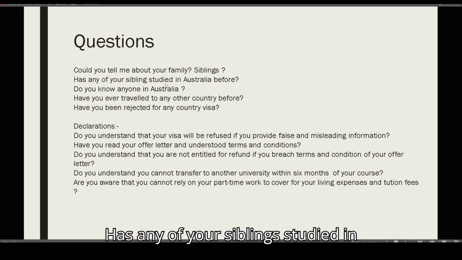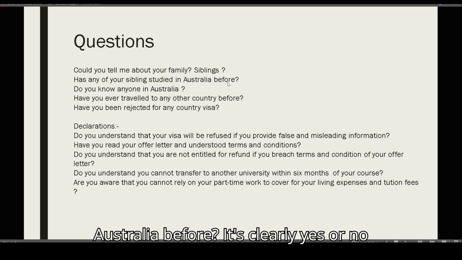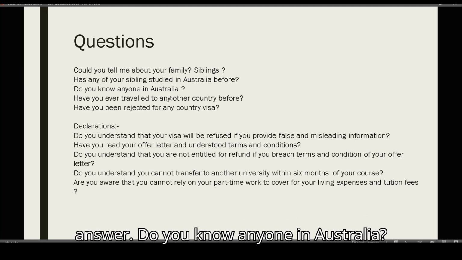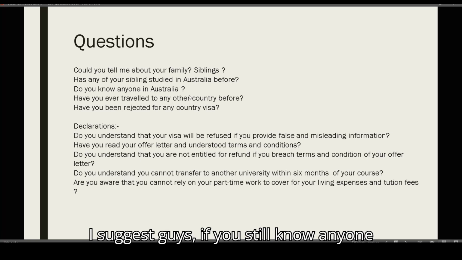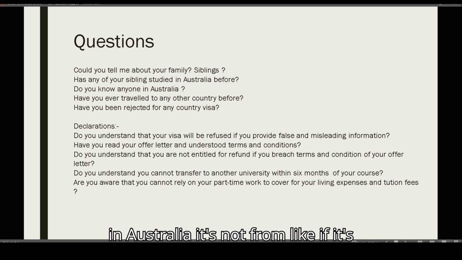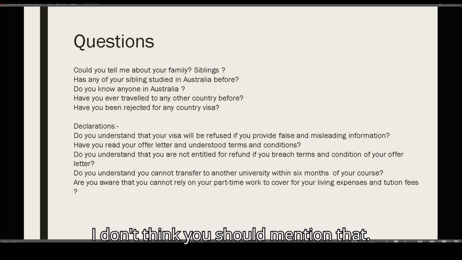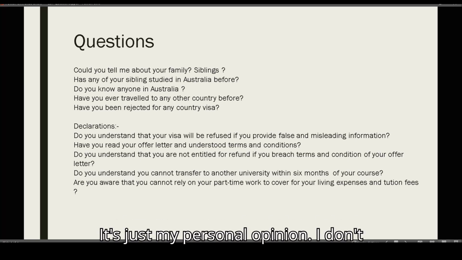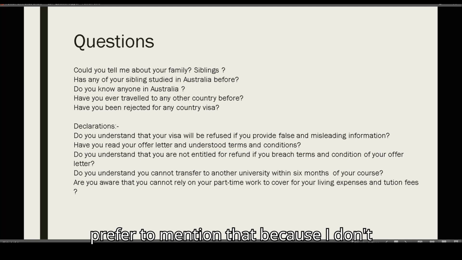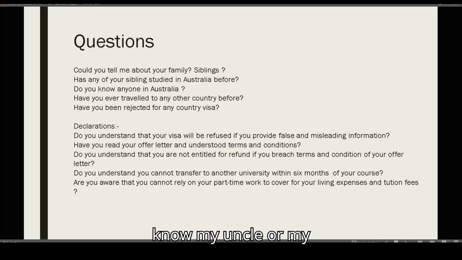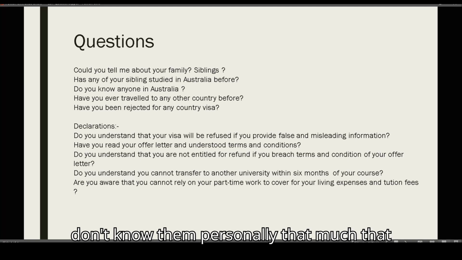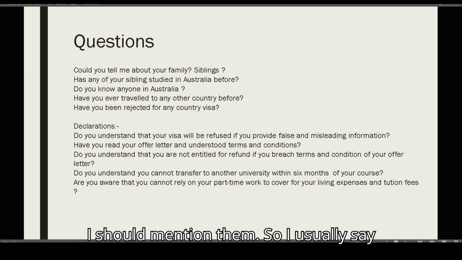Has any of your siblings studied in Australia before? It's clearly a yes or no answer. Do you know anyone in Australia? I suggest, guys, if it's your sibling, then you should say that. But if it's your uncle, aunt, or your friend, I don't think you should mention that. It's just my personal opinion. I don't prefer to mention that because I don't know my uncle or my student well. I don't want to relate myself directly to them. I don't know them personally that much that I should mention them. So I usually say no.